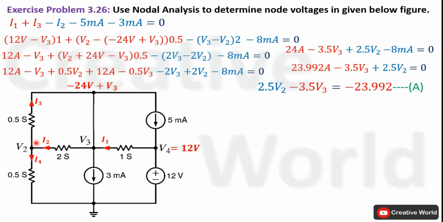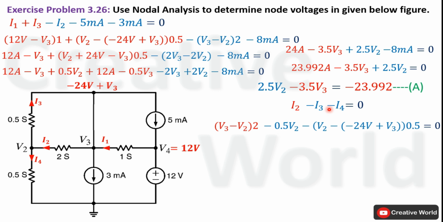Now we will apply Kirchhoff's current law on this node too. On this node, one current is entering, I2, while two currents are leaving, I3 and I4. Leaving currents are taken with negative sign while entering current is taken with positive sign. Now we have to replace these three currents with their respective equations. Current I2 is equal to (V3 minus V2) multiplied by 2. Current I3 is equal to (V2 minus (minus 24 volt plus V3)) into 0.5. While current I4 will be equal to V2 multiplied by 0.5 Siemens.